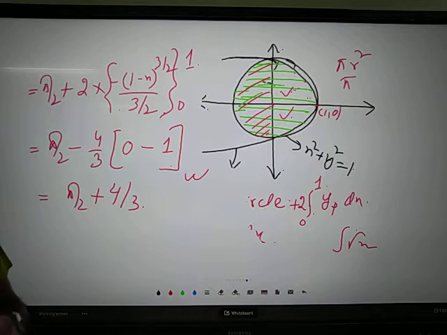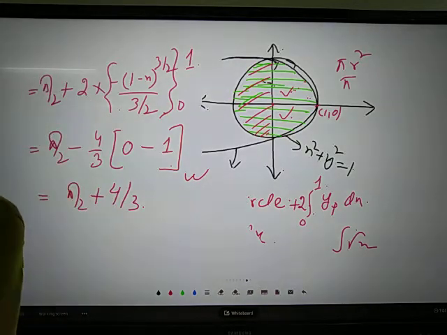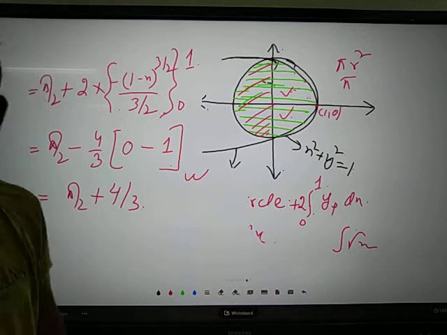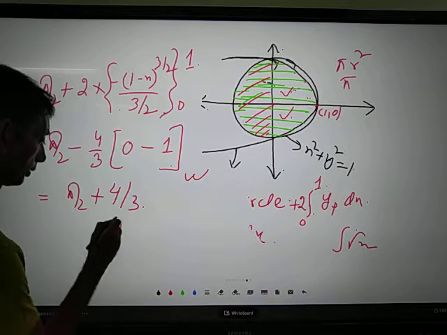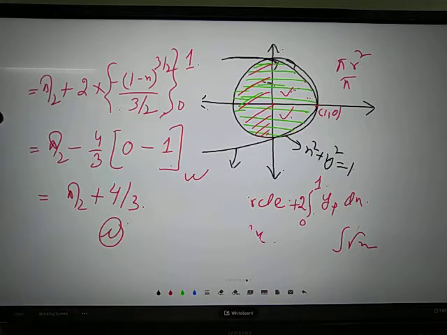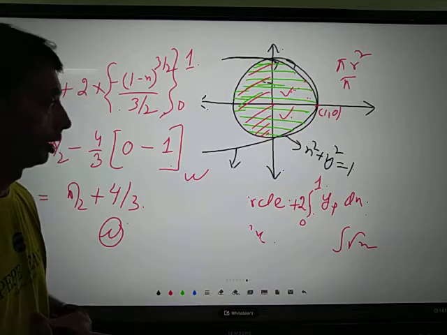Okay, and I hope you can just check the options. Okay, pi by 2 plus 4 by 3. So it's given in option 1, right? So option 1 is correct. That is pi by 2 plus 4 by 3.